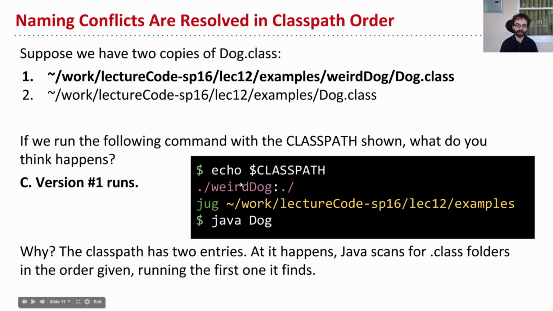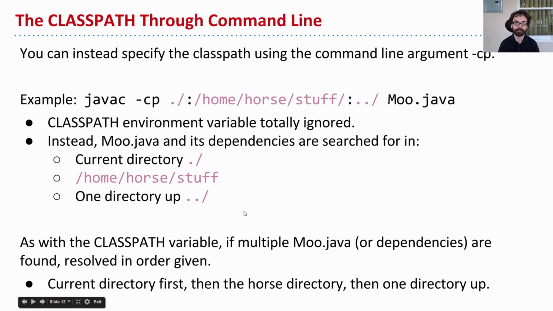Okay, so if it happens to find one in weirdDog first, that's the one that gets run. That's different than IntelliJ. So if you've used IntelliJ, you know that if you have multiple classes with the same name, IntelliJ will yell at you because it says, well, this is very dangerous. How do I know which one you want? And so if you ran into this issue with Project 1 where we had multiple copies of standard draw, you know what I'm talking about. Okay. But Java, the command line version of Java, does not do that check, and it will just pick the first thing in the class path.